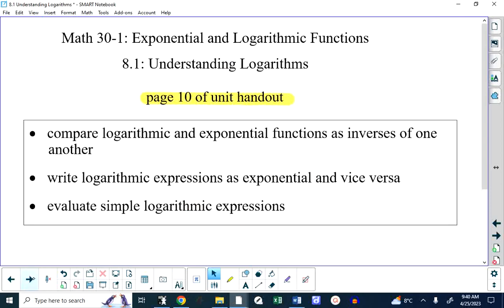This is an introduction in Chapter 8 now. This unit covers Chapter 7 and 8. This is an introduction in Chapter 8 to logarithms and what they mean. And this lesson can be found on page 10 of your unit handout.